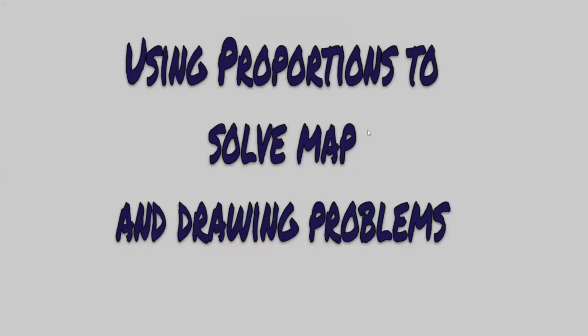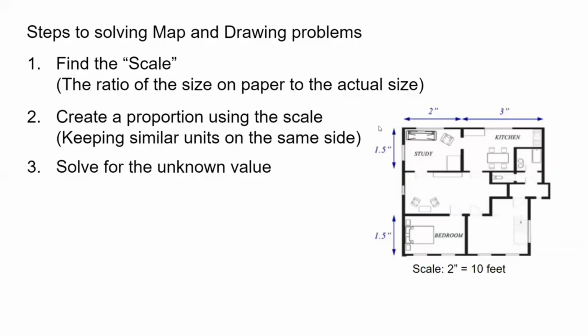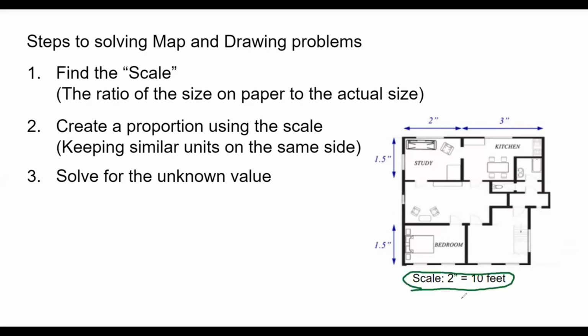In this video, we're going to review how to use proportions to solve map and drawing problems. The steps to solving map and drawing problems with a proportion are to first find the scale. Your drawing should have a scale. It's often at the top or the bottom. Here it is. Our scale is that 2 inches equals 10 feet. Now, the key is to recognize that that can be expressed as a ratio, 2/10. It's inches on top, 2 inches, feet on the bottom. It's important for us to keep track of the units.